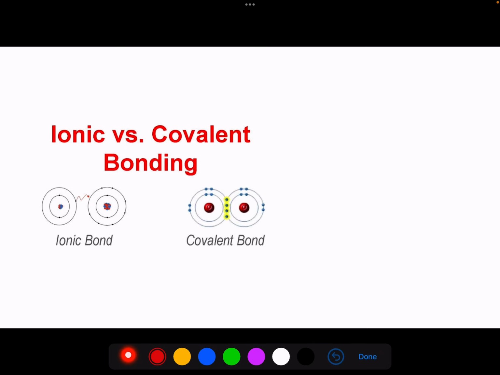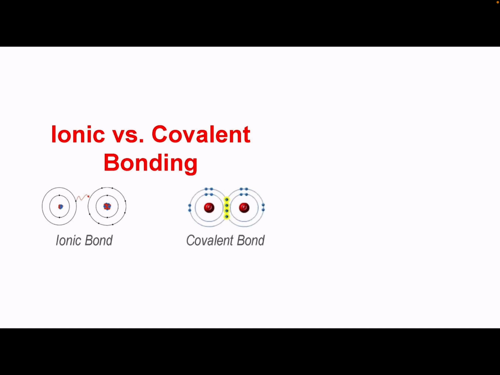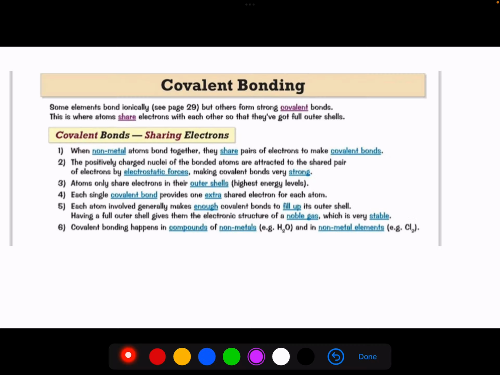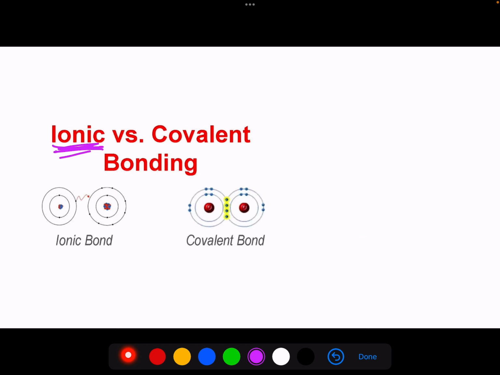Check my previous videos for ionic bonding. Ionic bonding involves complete transfer of electrons from one atom to another. So in ionic bonding, you see there is a complete transfer of electrons from one atom, which usually forms the cation, to the other atom, which usually forms the anion. For more details, go back to my previous video.